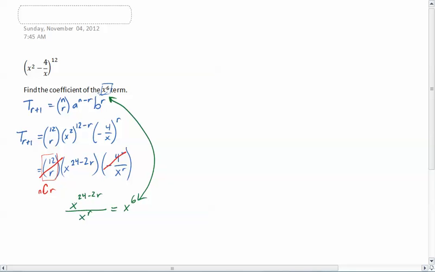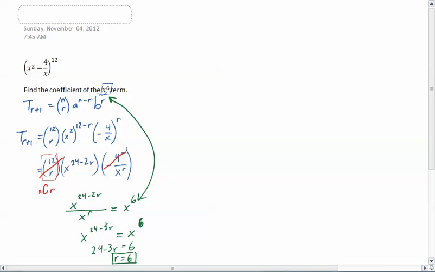So here, my exponent rule says that I can subtract. So 24 minus 2r minus r will give me x to the 24 minus 3r, which should then equal x to the 6th. Now once I have this, obviously I can do log base x, which would leave me with 24 minus 3r equals 6. Subtract 24 from both sides. 6 minus 24 is negative 18, divided by 3. r equals 6. Okay, so hopefully you found that out, which means we want the sixth element.